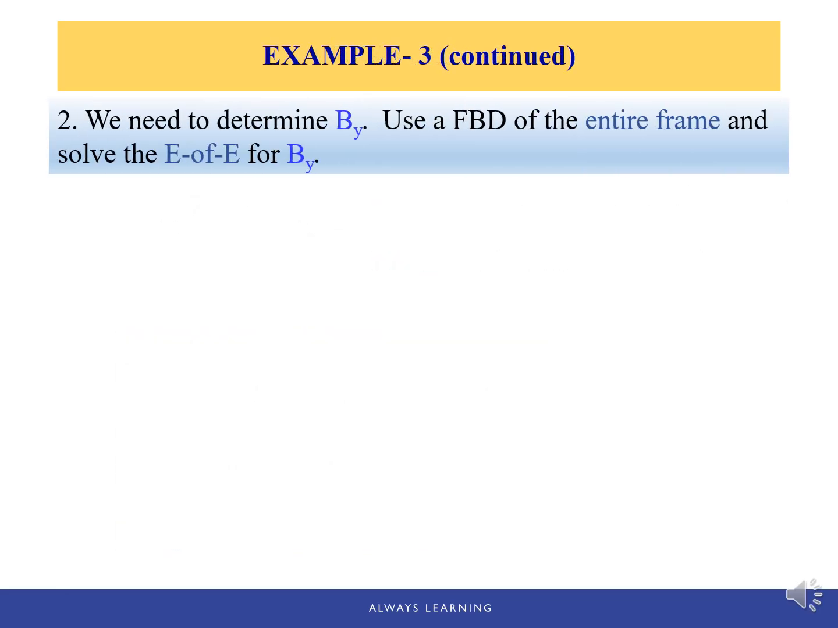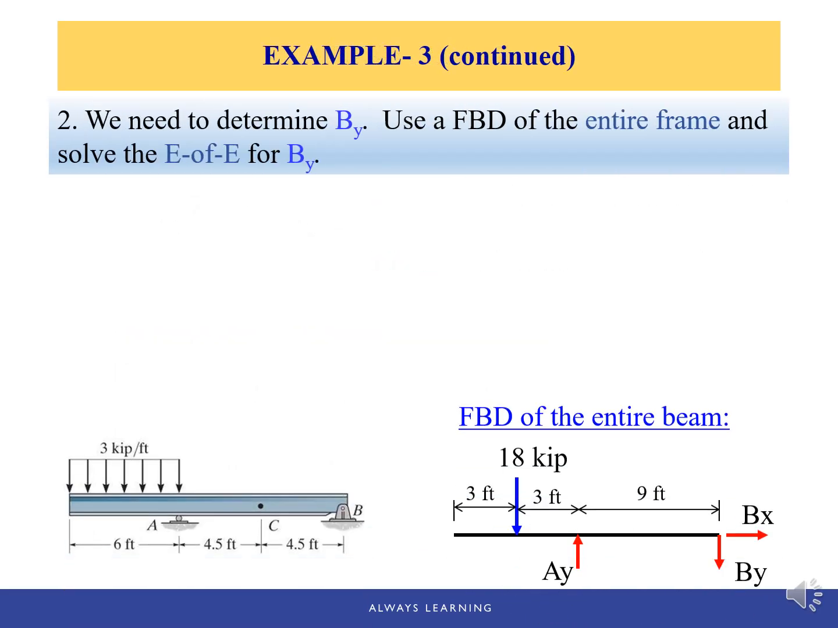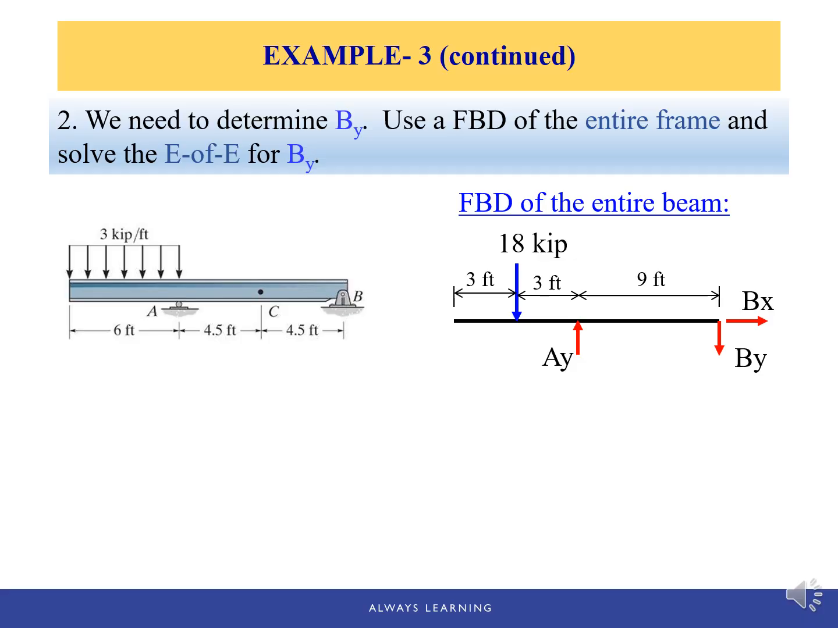So first, we need to find By, the support reaction at pin B, and also Bx if there is a Bx. So we're going to use the free body diagram of the entire frame to find the support reactions for the frame. Even if we don't need to find AY, we still need to place AY on the free body diagram, because for a free body diagram, you should have all external reactions and external forces on it. Otherwise, your equations of equilibrium will be wrong.